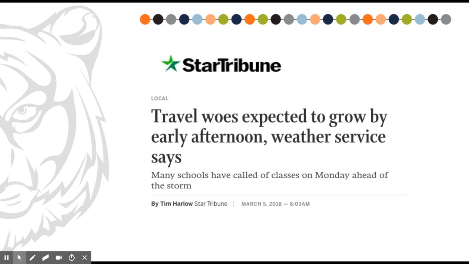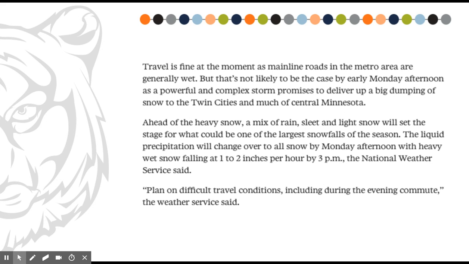This article is taken from the Minneapolis Star-Tribune, which is commonly written at a level 6th graders would encounter on the MCAs. Travel woes expected to grow by early afternoon, Weather Service says. Many schools have called off classes on Monday ahead of the storm. I think perhaps there's a typo right here in the headline. What does the word woes mean? As we read through this article, students might take a first try through it by themselves.